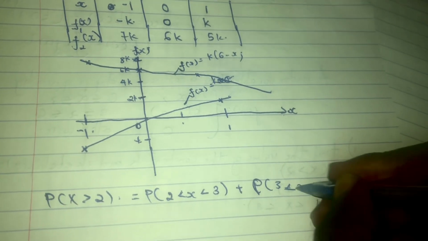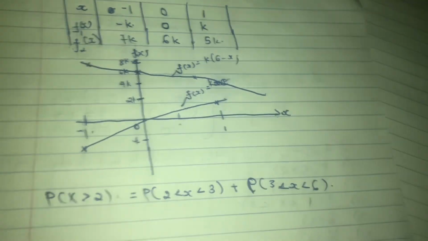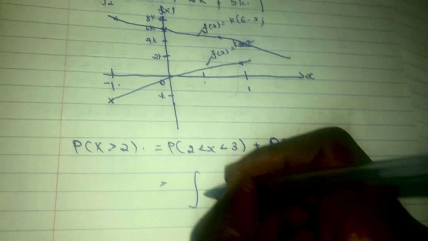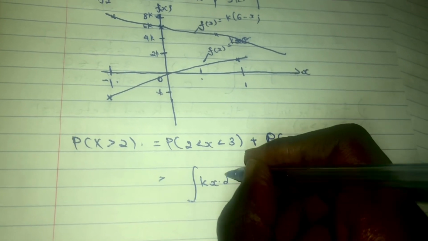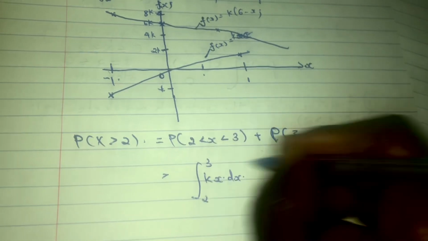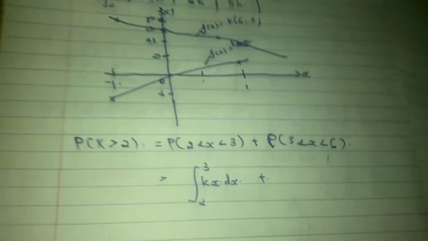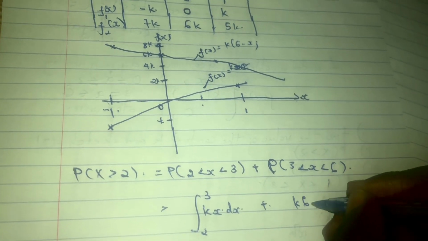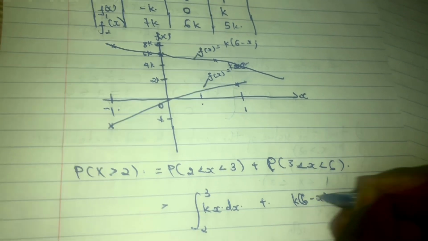Are we doing probability from 3 to 6? Are we together? So we shall integrate our first one from 2 to 3. Remember, we are integrating kx dx from 2 to 3, plus, because the interval from 2 to 3 is actually this. Then from 3 to 6, we shall integrate this out together, which is plus k into 6 minus x.